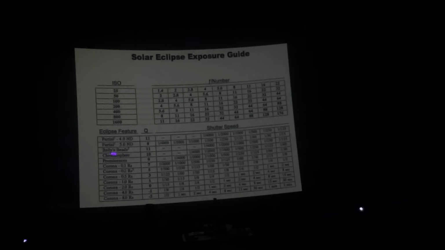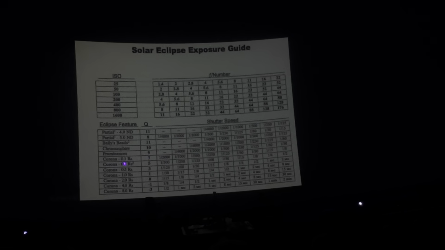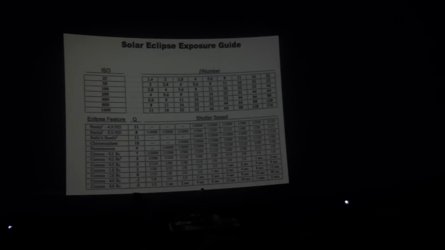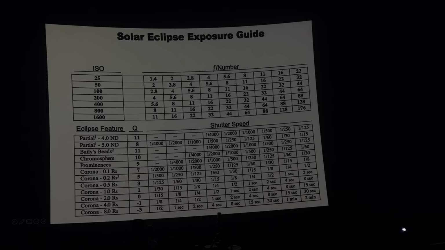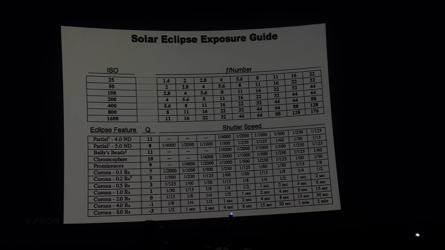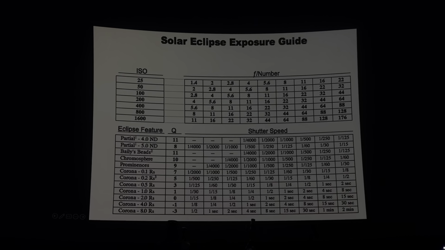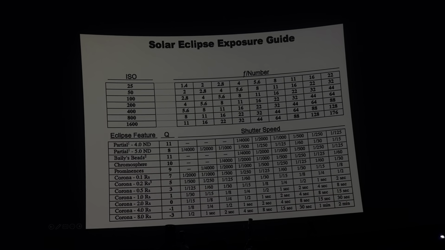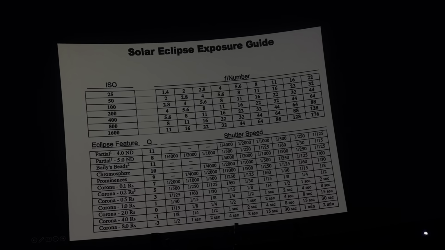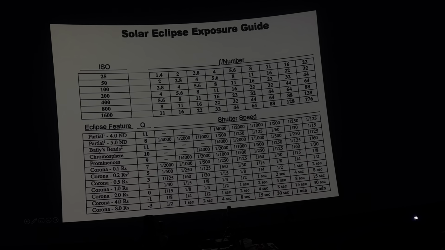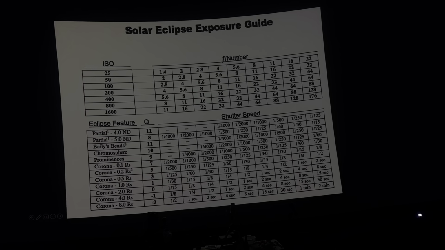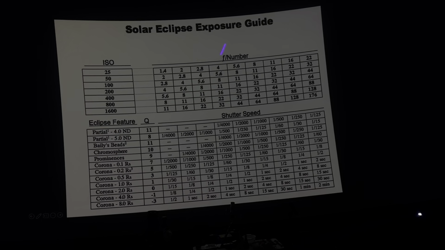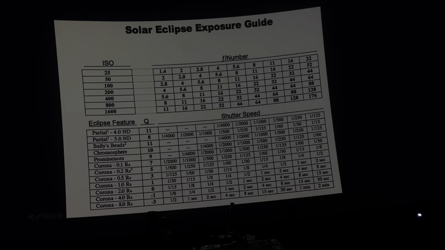For Baily's beads, chromosphere, prominences, corona plus 0.1 solar radii, 0.2 solar radii, 0.5 solar radii, 1 solar radius on both sides, 2 solar radii, and give me a break. So, at any rate, you can see how much more you have to expose as you go down. I can't decide which one to do. Well, that's why you do them all. You aim the telescope at the eclipse, and you go click, click, click, click, click, click, and make every exposure. Then you go back up again. And you'll get one picture that's great with prominences, another picture that's great with a corona.